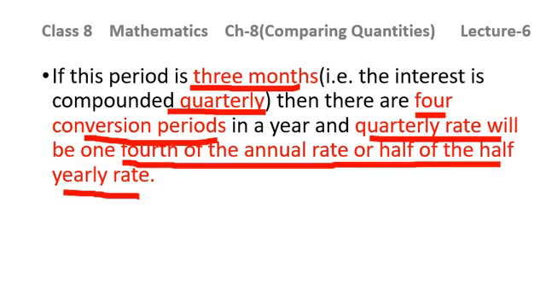It is quite obvious. If this period is 3 months, it means the interest is compounded quarterly. How many quarters are there in 1 year? 4 quarters are there. So 3 months is the period of 1 quarter. So 4 conversion periods in a year, and quarterly rate will be 1/4 of the annual rate, because there are 4 conversion periods in a year. So it will be 1/4 of the annual rate, while half yearly it will be half of the annual rate.